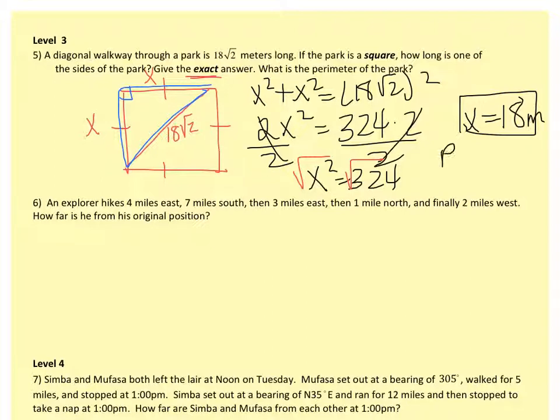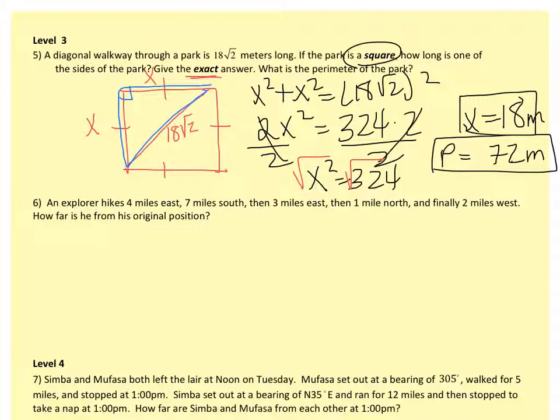So the perimeter is going to be that times 4, which is going to be, let's see, whoops, not 3. 18 times 4 is going to be 272 meters. So using the Pythagorean theorem, especially when it's a square, you can label each side as x and just use the process since you're talking about the same variable.